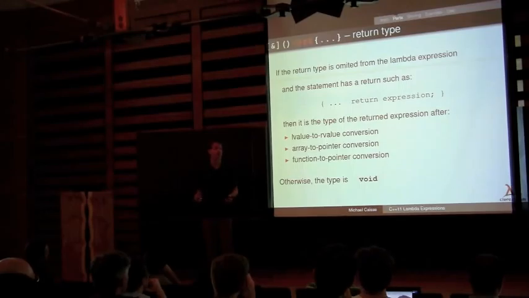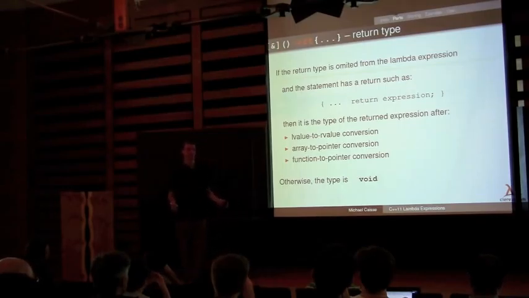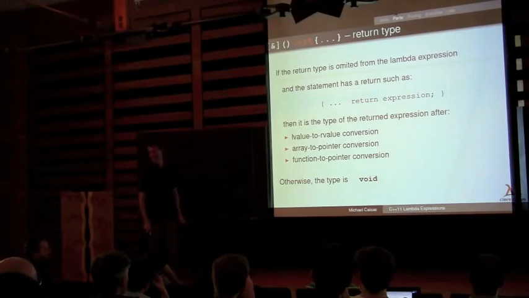I personally think, you know, by the time we get to C++24, it'll look a lot like all these other loosely typed languages. I just won't have to type things in anymore. Okay, otherwise the type is void.